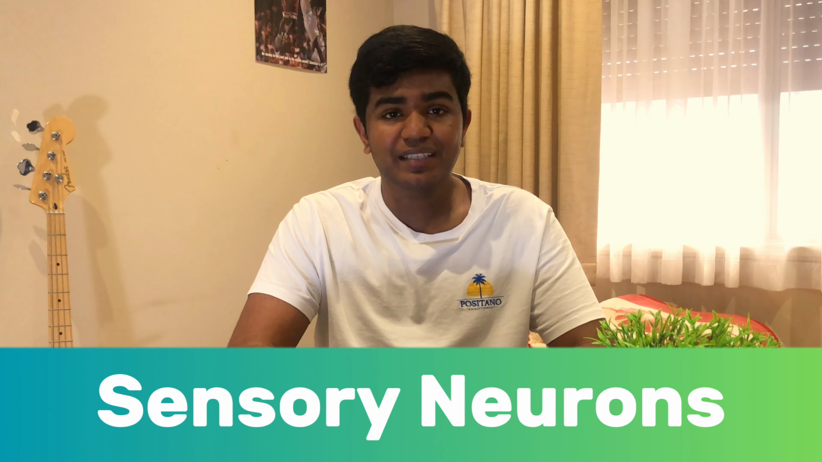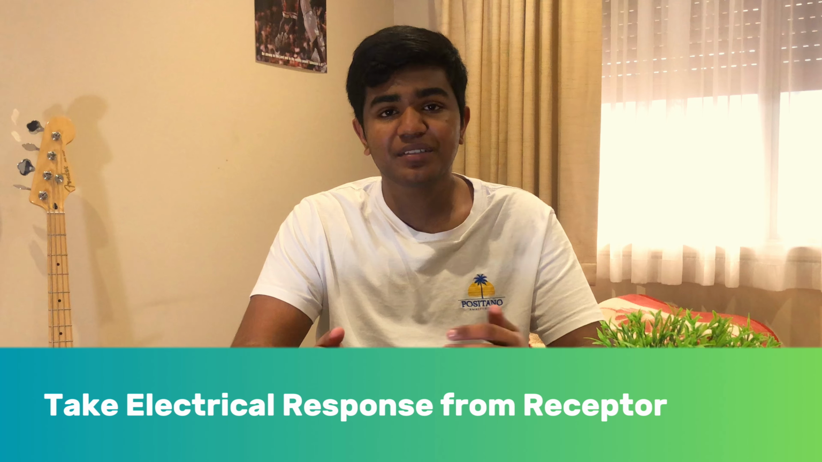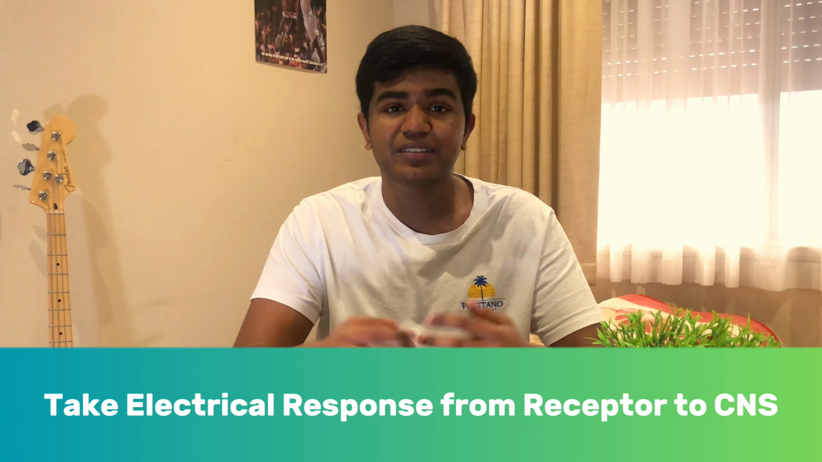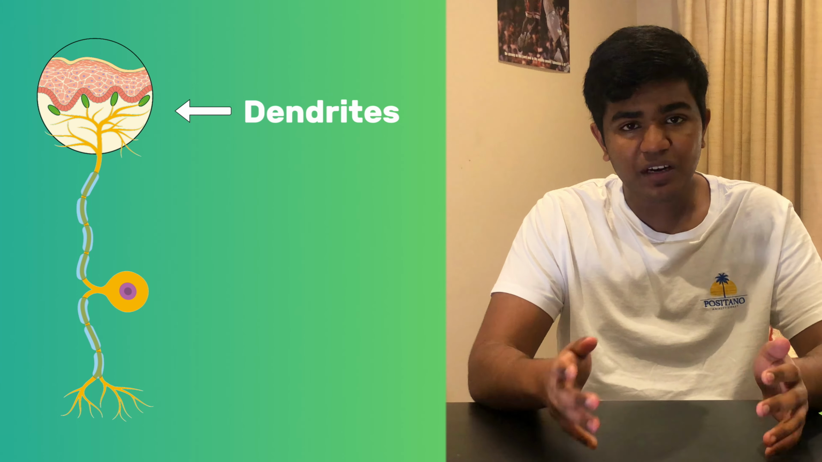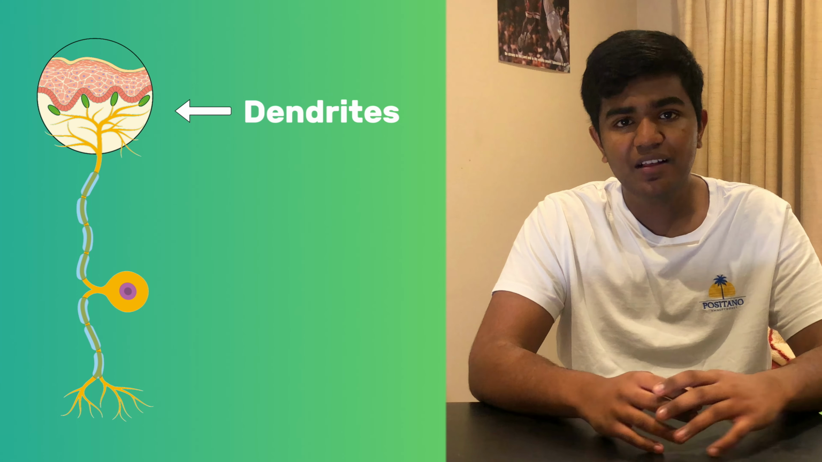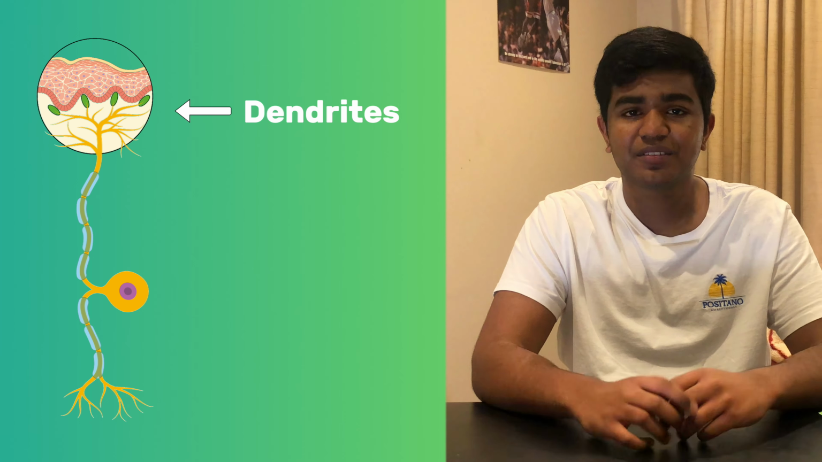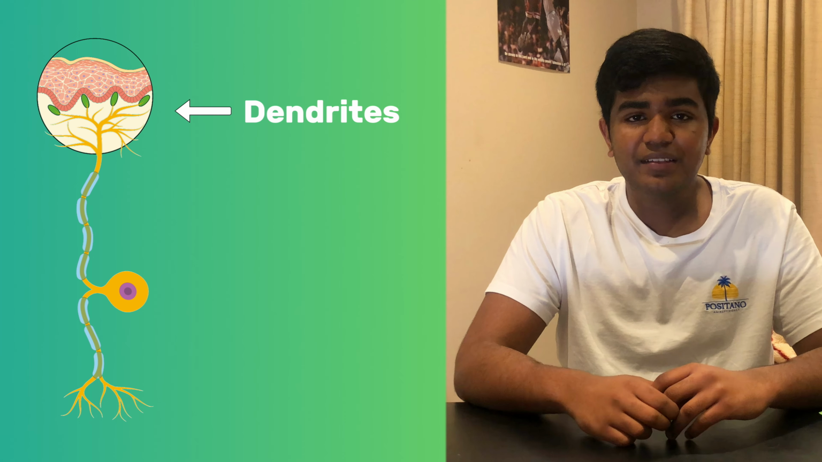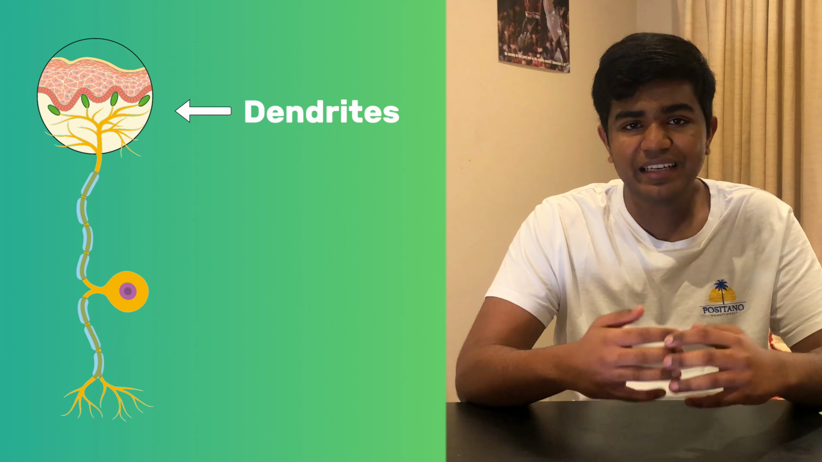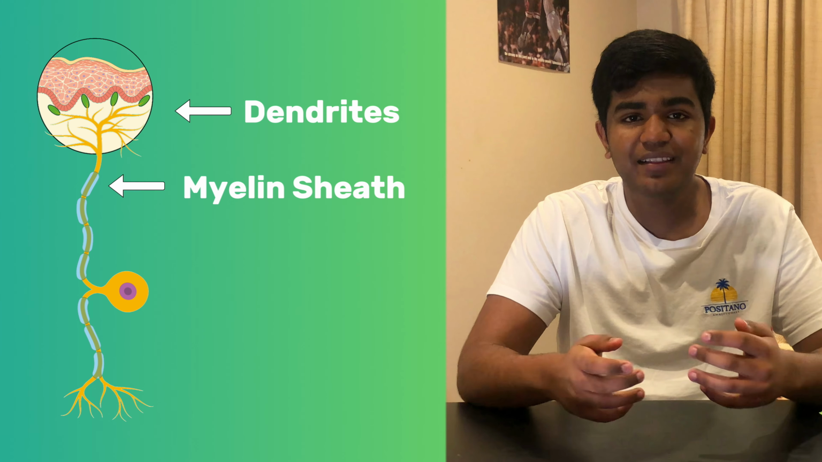These are the neurons which take the electrical impulse from the receptors and transmit them towards the central nervous system. Although these neurons are microscopic, the diagram on the screen is a pretty accurate depiction of what they look like. So let's have a go at labeling some of these parts. First up, we have the dendrites. These are the little branches which are next to the receptor cell which pick up the electrical impulses. Then as we look down the neuron, we can see that it's covered in these sausage-like casings. These are called the myelin sheaths.